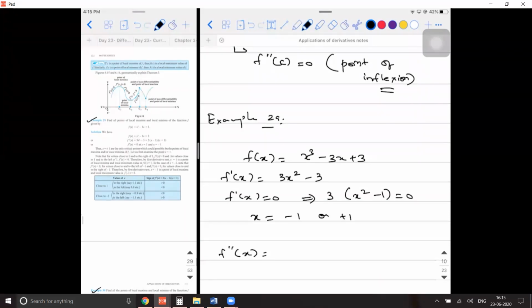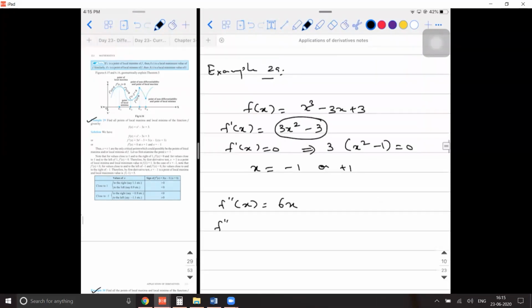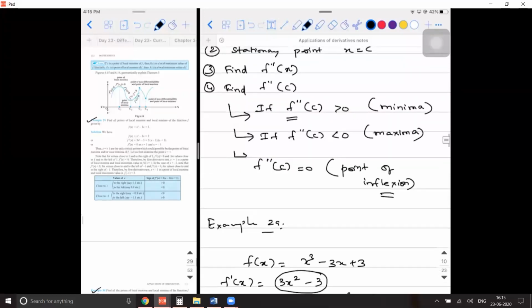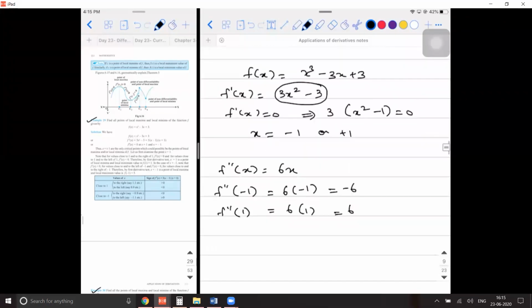Now what is f double dash of x? It is 6x, correct? Now what is f double dash of minus 1? Here you need not do minus 1 and 1 together. It is just minus 1, meaning wherever you have x, substitute minus 1. So it is going to be minus 6. Similarly, f double dash of 1 is 6 into 1, which is 6. So if it is minus 6, if it is less than 0, what is the point? If f double dash of x is less than 0, is that what you got there?